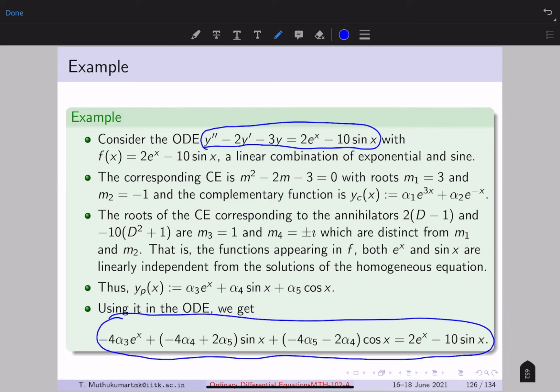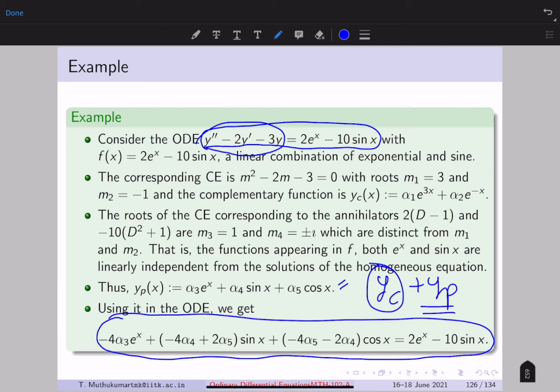After applying all the derivatives, we have used this yp in this equation, which is the same as using yc plus yp in this equation. Whatever the differential operator is, if it acts on yc it will make it 0, so it is equivalent to this differential operator acting on yp. That's what we have here.